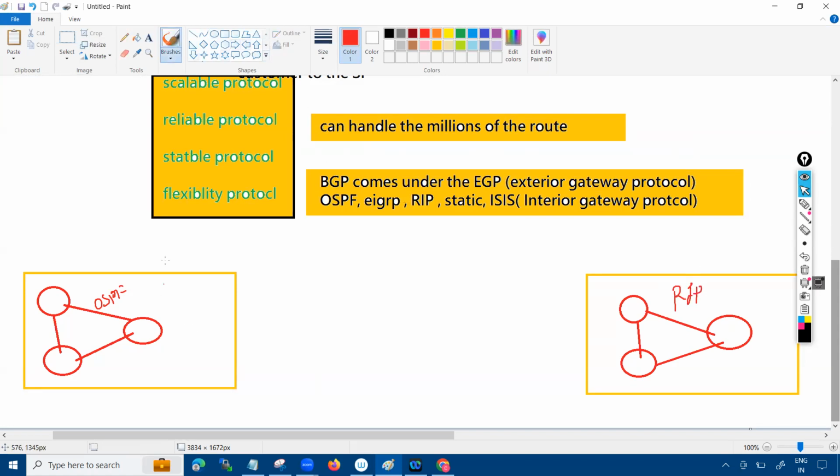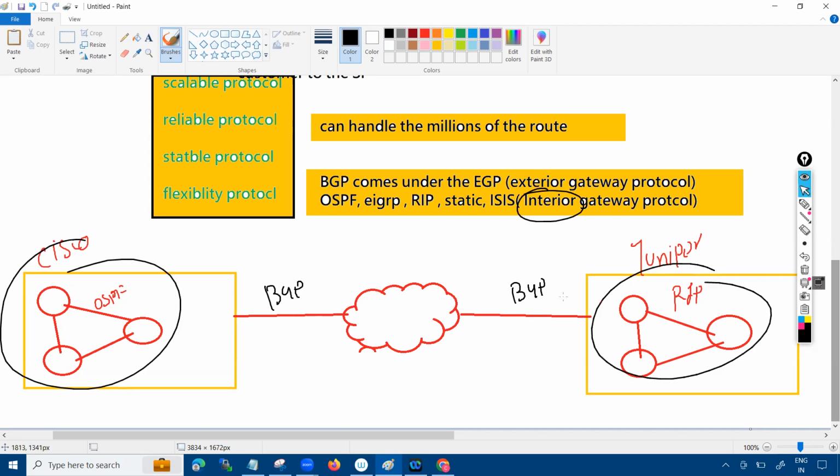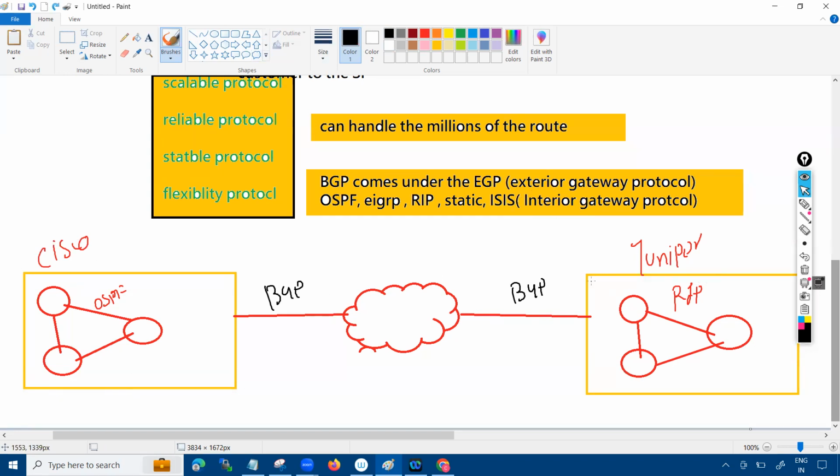When I'm going to provide connectivity between Cisco and Juniper, say two organizations, I need one party that makes the connectivity, and that is the ISP, the service provider. So you take a connection with the service provider this way, and between them we are going to run the BGP protocol. That's why I said exterior means between the service provider and between companies, and interior means inside the enterprise network.